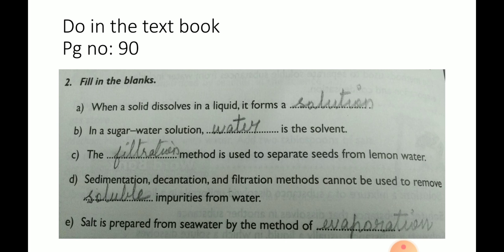Sedimentation, decantation, and filtration methods cannot be used to remove soluble impurities from water. Salt is prepared from seawater by the method of evaporation. Do this filling the blanks in the textbook.